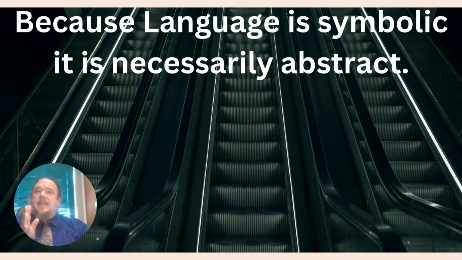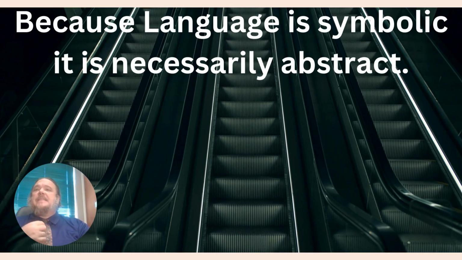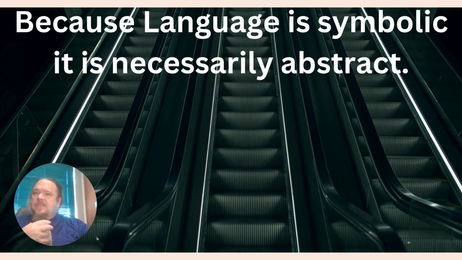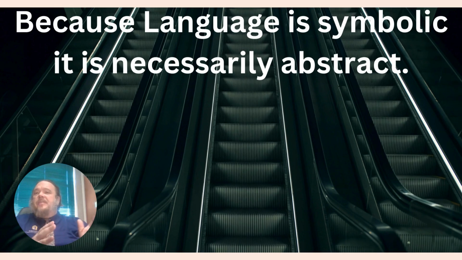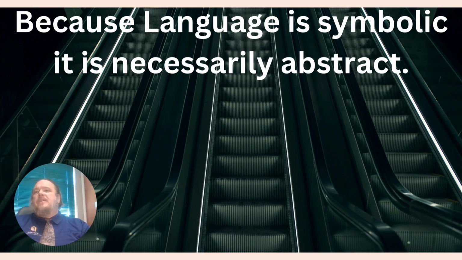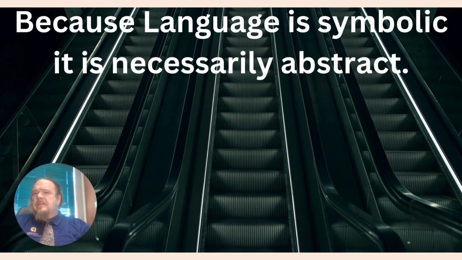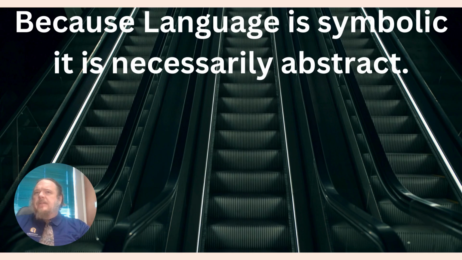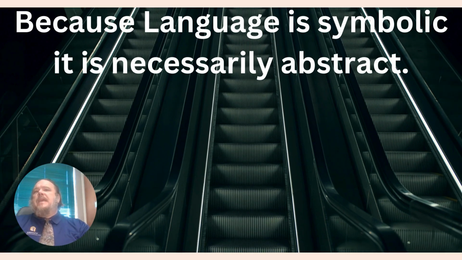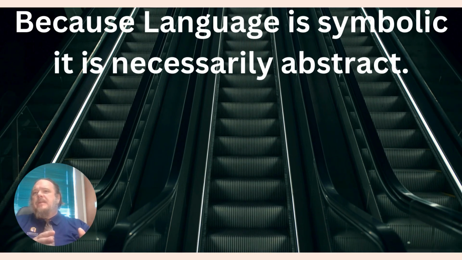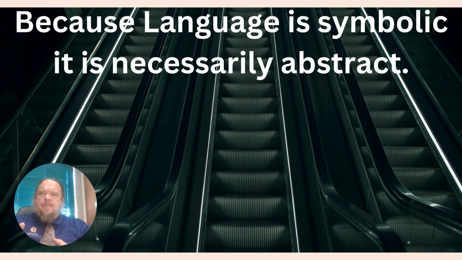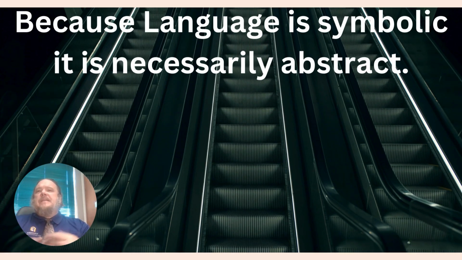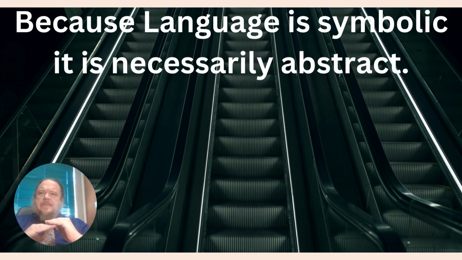Now, because language is symbolic, it's necessarily abstract. The symbol is never the thing. Alfred Korzybski was a man famous for saying, the map is not the territory, right? That there's always going to be a difference between the symbol and the thing. And because of this, there's always going to be this level of abstraction.